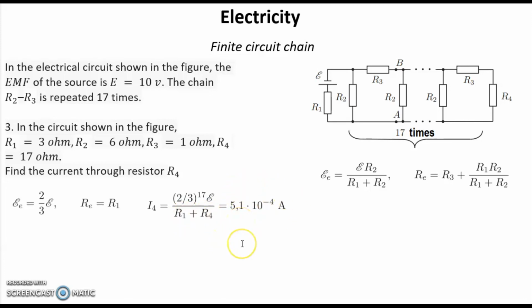So this is the demonstration of how to use straight recursion with the equivalent EMF and internal resistance, and reverse recursion just using equivalent resistance. So that's it. This is the final question.